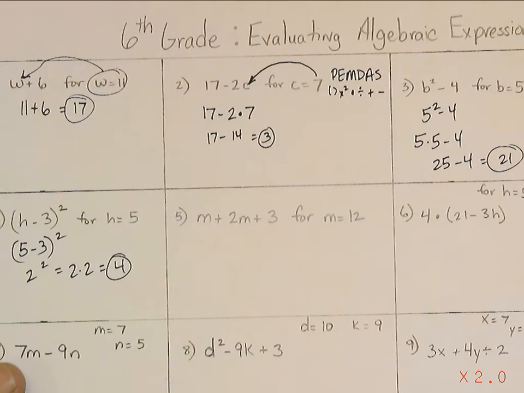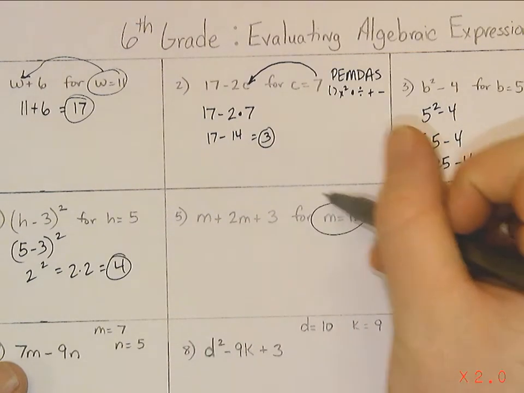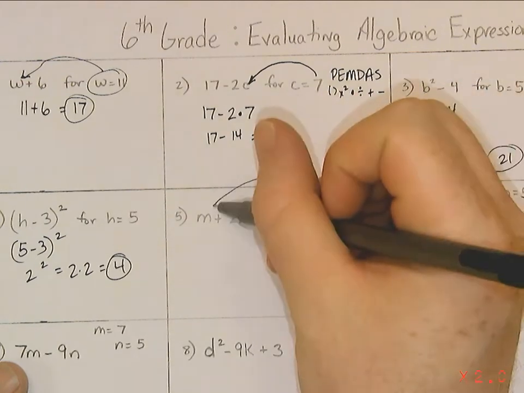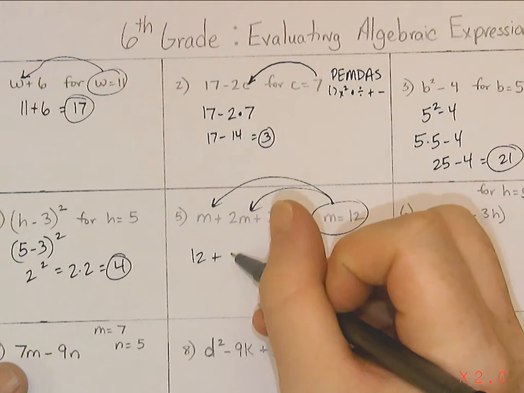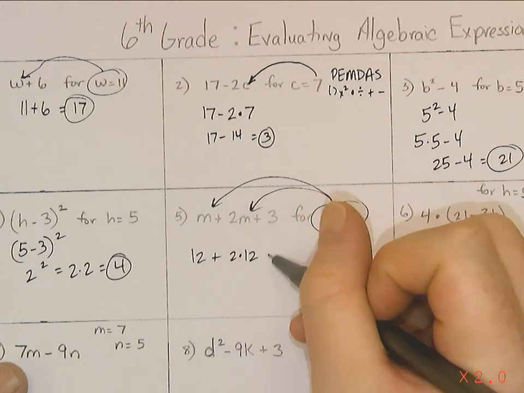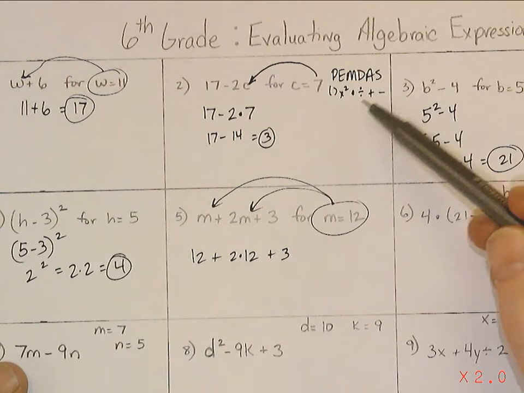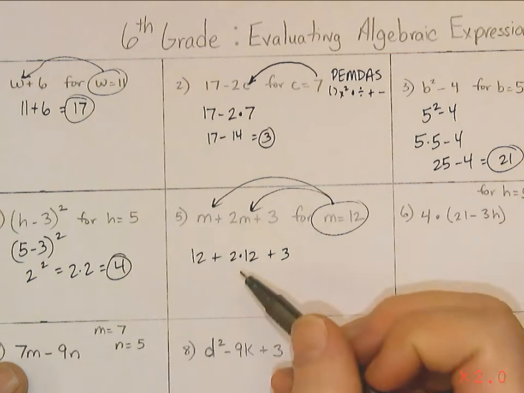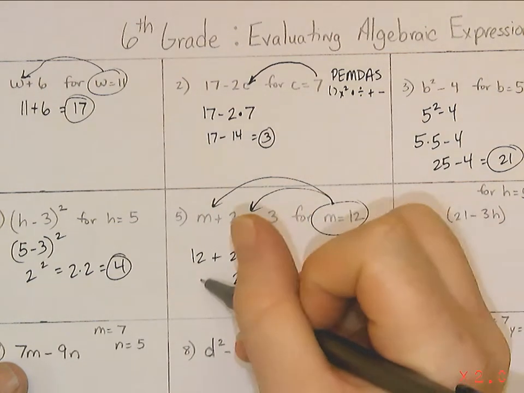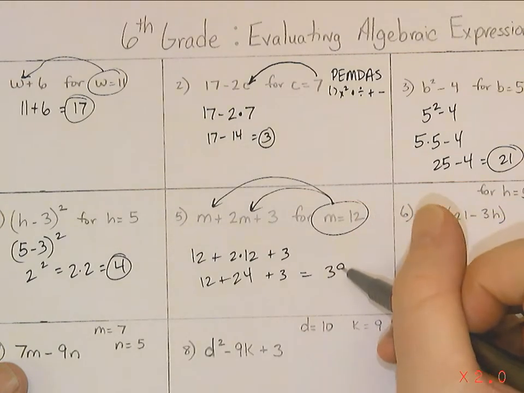Number 5, m is 12, so in every place that you see m, you're going to plug in the value of 12. So that's not only going to go here, but it's also going to go here as well. So 12 plus 2m, which is 2 times 12, plus 3. Again, order of operations says that we need to multiply before we add. So we multiply, get 24. So 12 plus 24 plus 3 is 39.